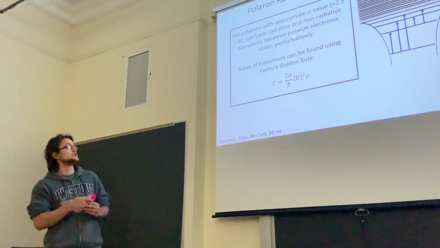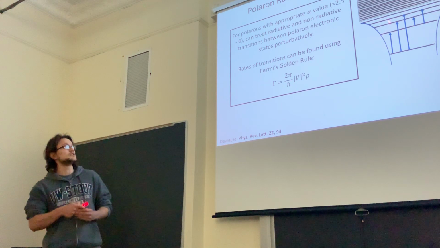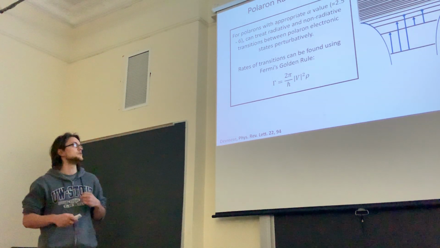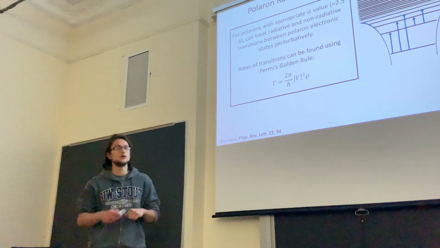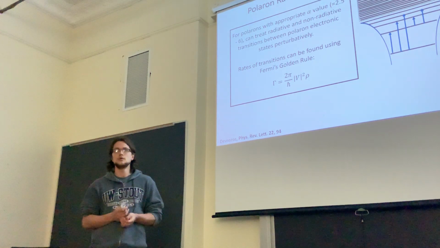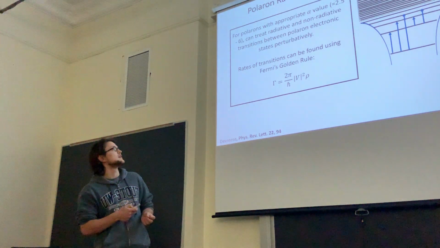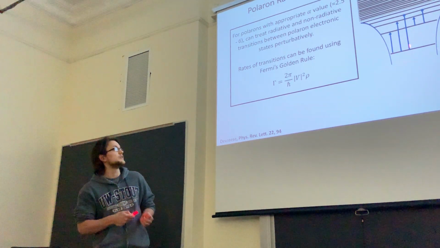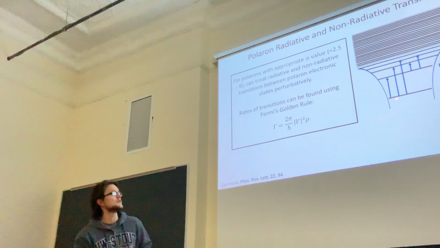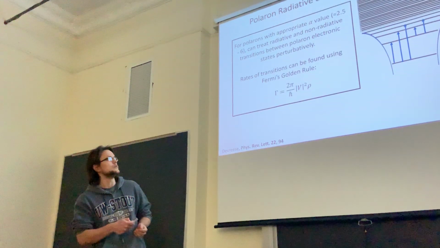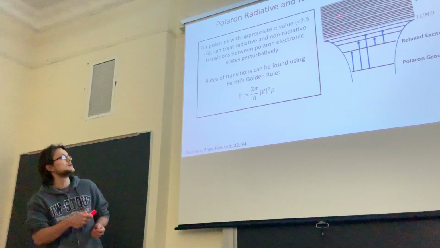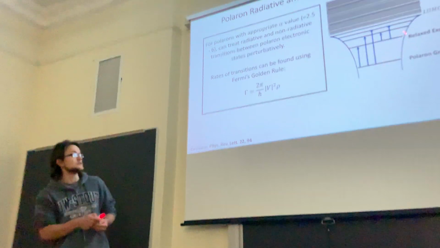And so since you can treat transitions between these polaronic states perturbatively, you can determine rates between them using essentially Fermi's Golden Rule. For this presentation, this illustration here is simulating an absorption spectrum. So you can have a series from this polaron ground state to this relaxed excited state, and so forth going up. Or you can even have a couple of conduction band states.